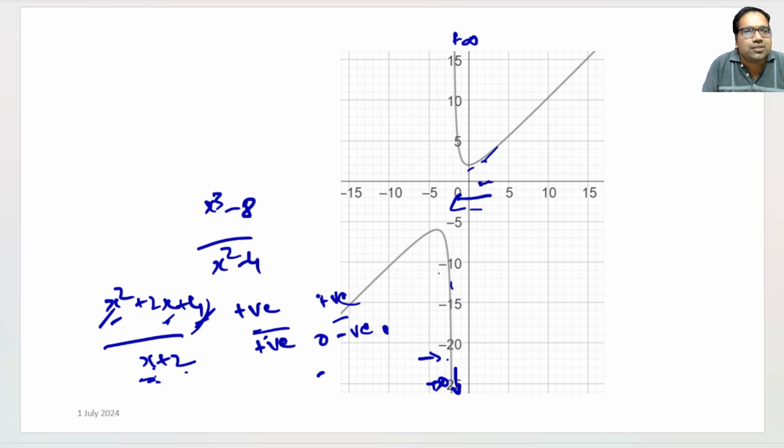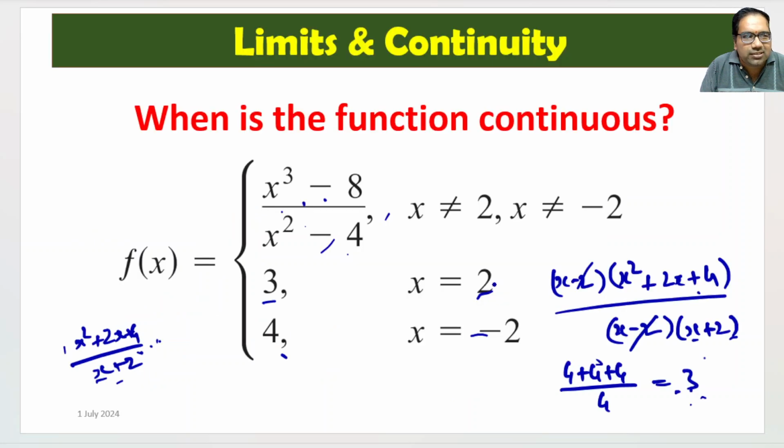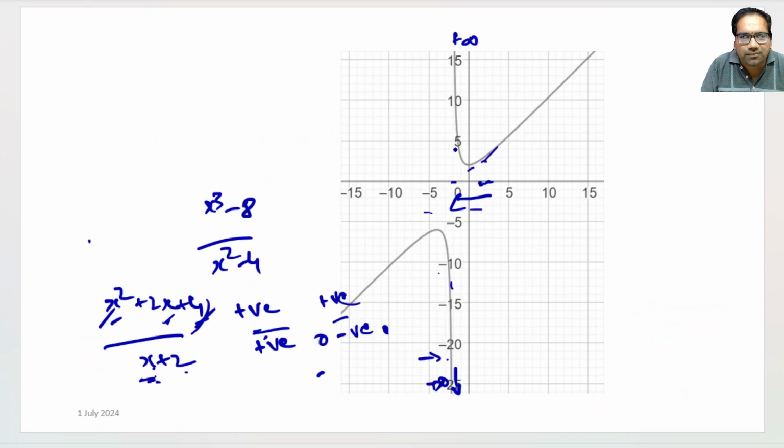Obviously, both sides are not approaching the same value. There is no limit at x equals minus 2, because on one side you are approaching plus infinity, and on another side you are approaching minus infinity. There is no limit. So at x equals minus 2, whatever value you artificially try to pick, like some 4, it doesn't help, because what we are getting is plus infinity and minus infinity.